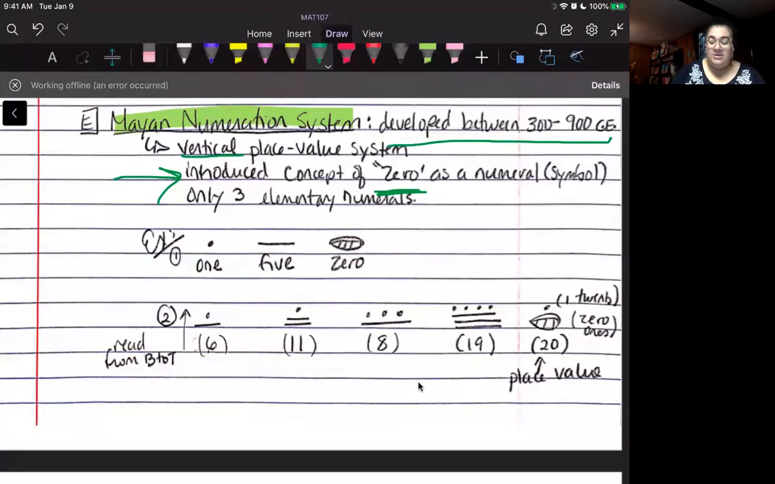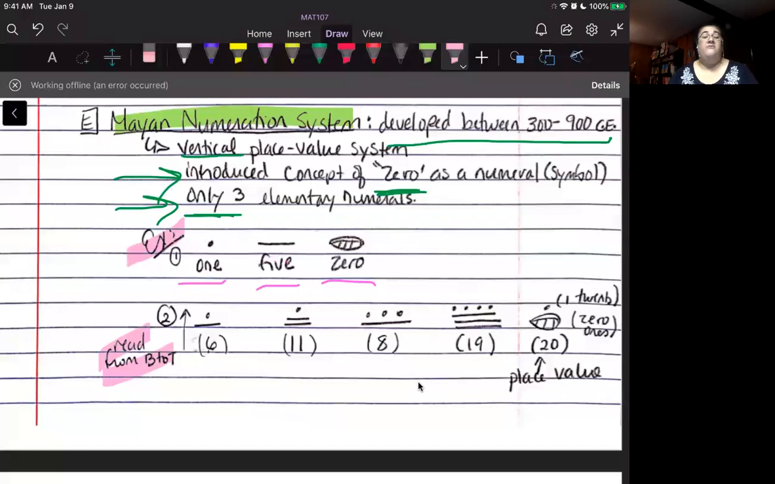And they also really minimized their symbology because they brought it down to only 3 basic elementary symbols or numerals. And here they are. Here are our 3 basic ones. We have the dot that stands for 1, the horizontal line, which stands for 5, and what looks like a shell. I think it's meant to be a seashell that represents 0. Now remember that we read numbers from bottom to top. That's why you've got this little note right here.